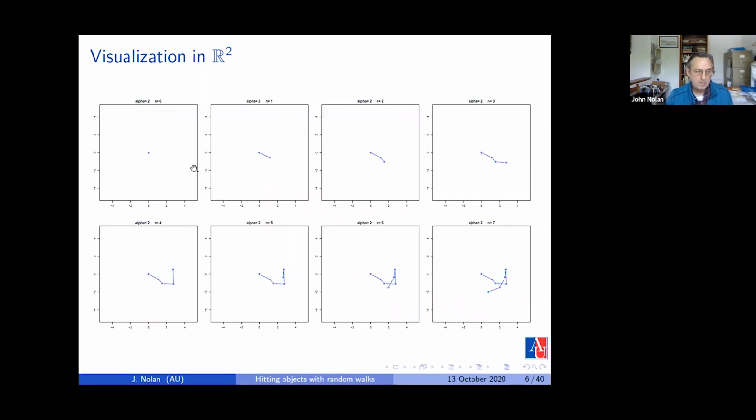Okay, so here's an example. Start, in this case, at the origin. Take one step over here. Then we take another step, and we take another step, another, and another. You'll see we may cross ourselves and move around and things like that. So that's a simple random walk.